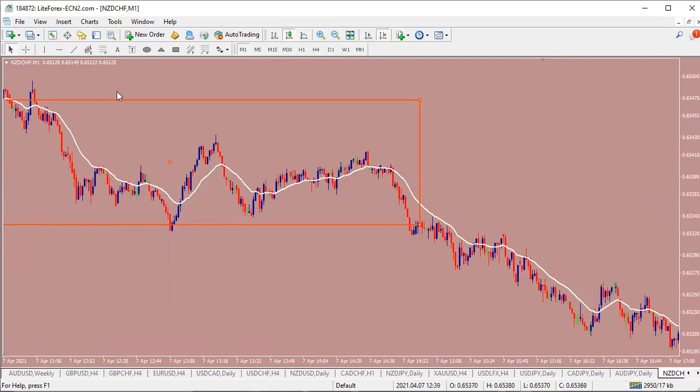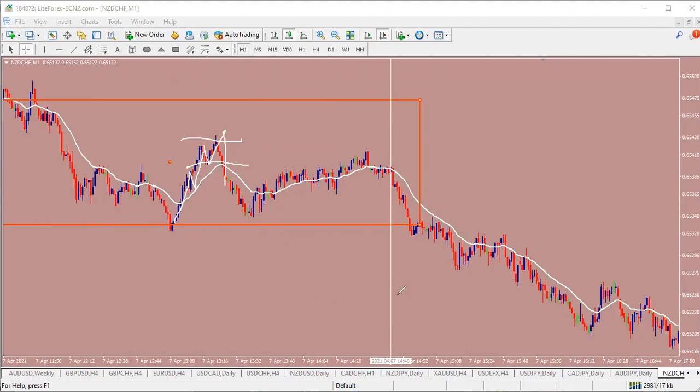Now what happened here? 1 minute retraced. It touched its resistance here. Can you see? Yes. Form what we have like a structure here. Form another structure here. Form a resistance here. Come down and break market structure there. Can you see? Yes, sir.